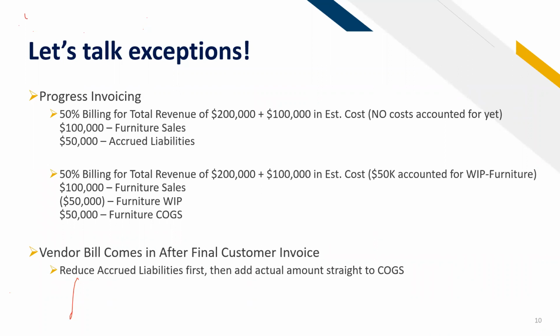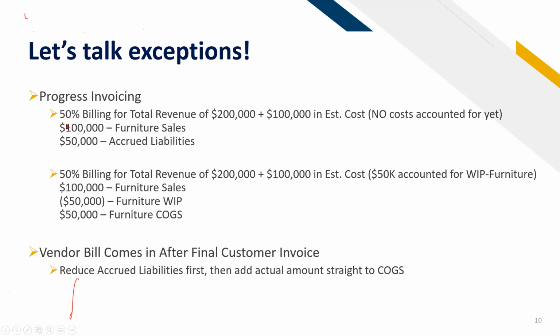But there could be some exceptions that take place. So let's talk about a few of those exceptions. Progress billing, when you actually invoice for a percentage of revenue. So let's say we're doing a 50% billing for a total revenue of $200,000, and we have $100,000 in estimated cost, no cost accounted for yet. So all we're doing is creating a progress billing for 50%.